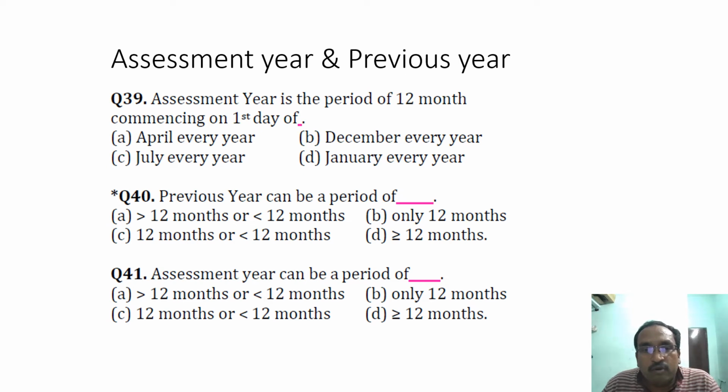Suppose you are starting your business in the month of June, your previous year will be June to the next March falling in the next year. So C is correct. It may be 12 months in all cases, but as an exception, in case we are starting a new business in the middle of the financial year, your previous year will be less than 12 months.